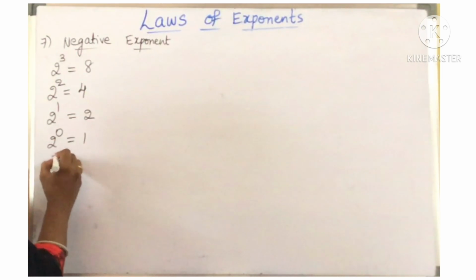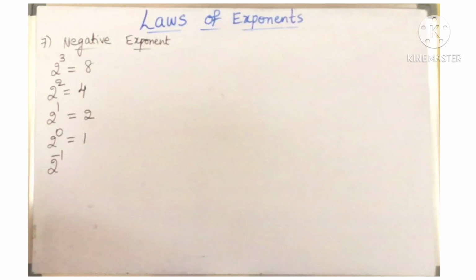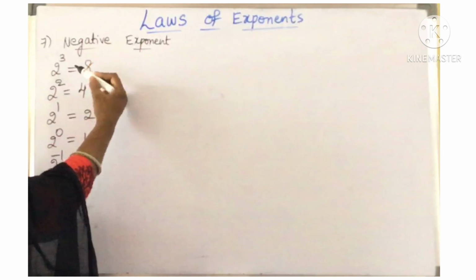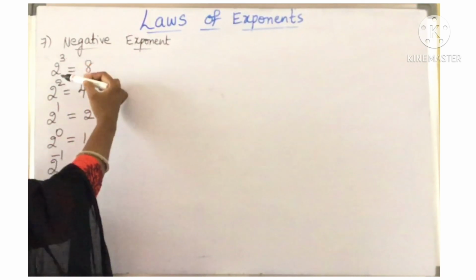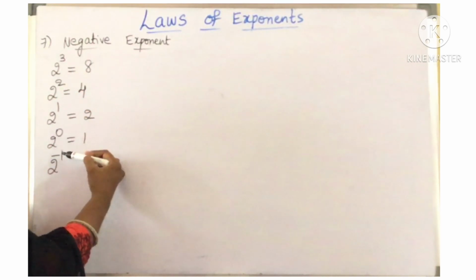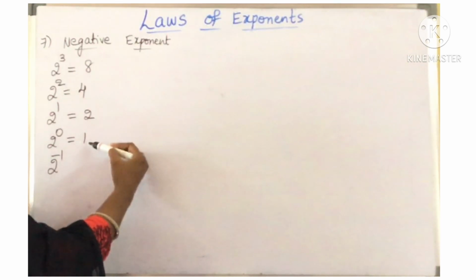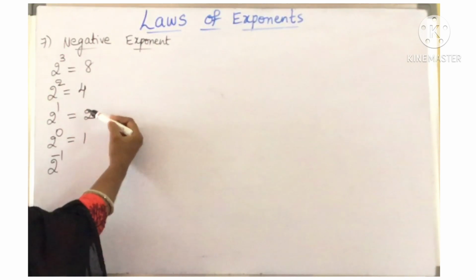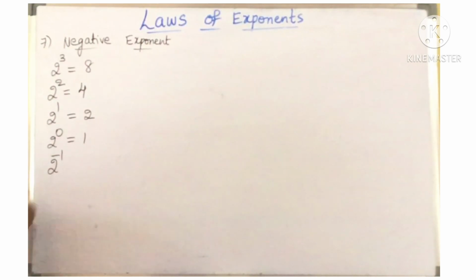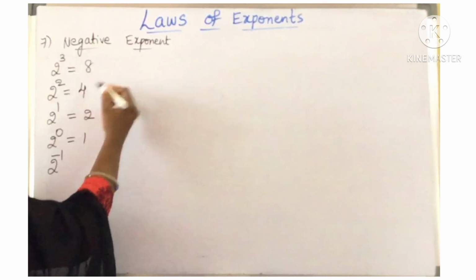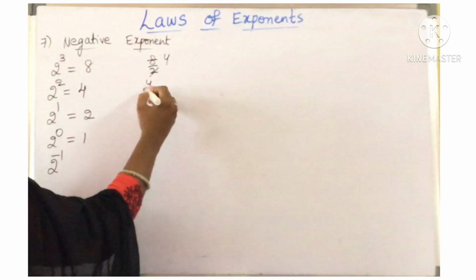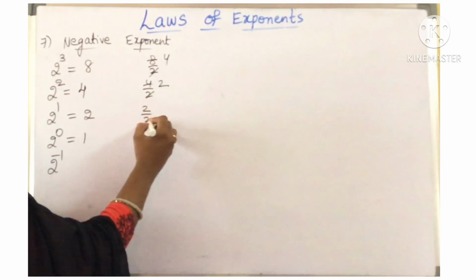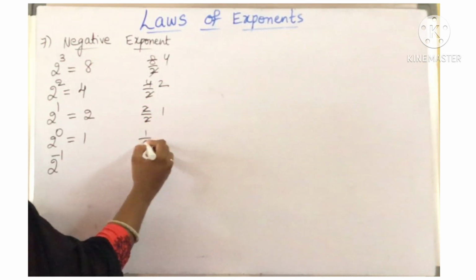Then what is 2 to the power of minus 1? Here, what do you understand? You will find that each time the exponent is decreasing by 1. Here 3, 2, 1, 0, minus 1. So if you observe these values, the value is becoming half of the previous. Yes or no? Here 8 is there. Half of 8 is how much? 4. And half of 4 is what? 2. Half of 2 is what? 1. Half of 1 is what?